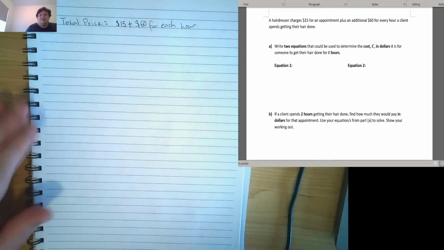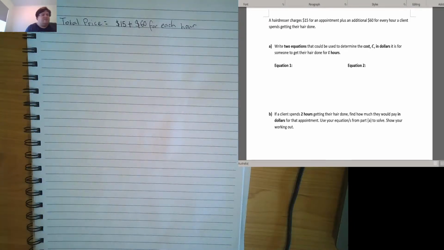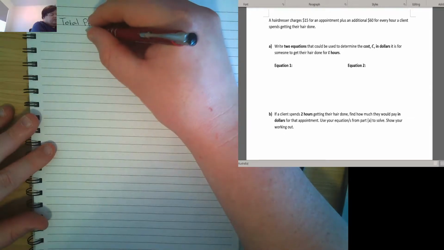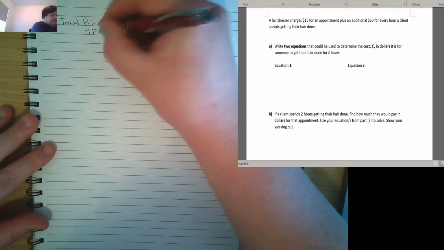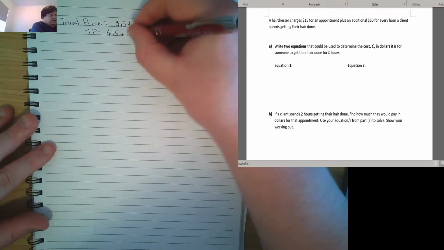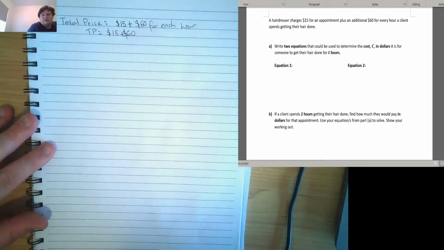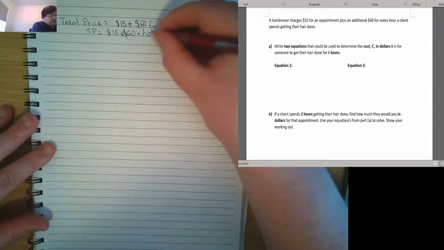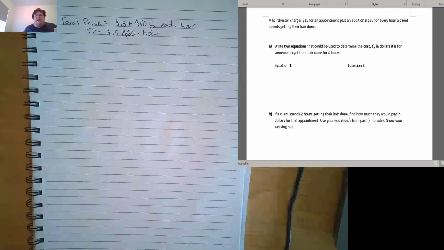All right. So it's starting to look a little bit like an equation. So if I'm saying it's $60 per hour, I can rewrite this instead. I'm still going to call it total price, I'll just call it TP for now, is $15 plus $60 times each hour, right? Because the number of hours times 60 should give you the price per hour. They do 2 hours, 2 times 60 is 120, stuff like that.